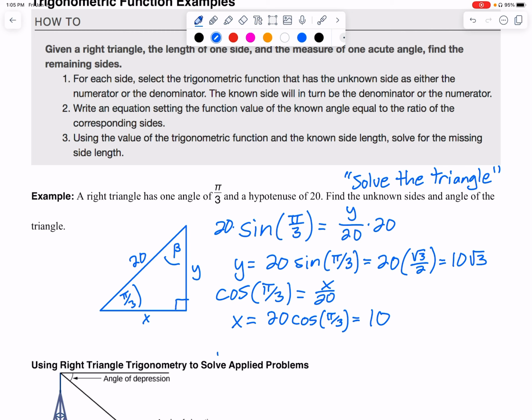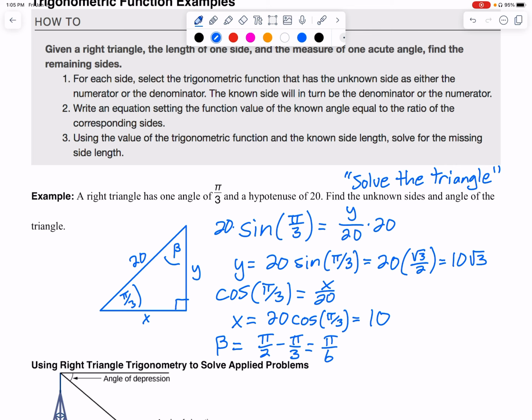To find beta, we just take 90 degrees. Rather than 90, we'll take pi over 2, because that's 90 in radians, and we're going to subtract the other angle, and that gives me pi over 6. You can use common denominators, or if you know from previous videos, pi over 3 and pi over 6 make the 90 degrees. It's just a good thing to know. All right, so that's just using a straight triangle.